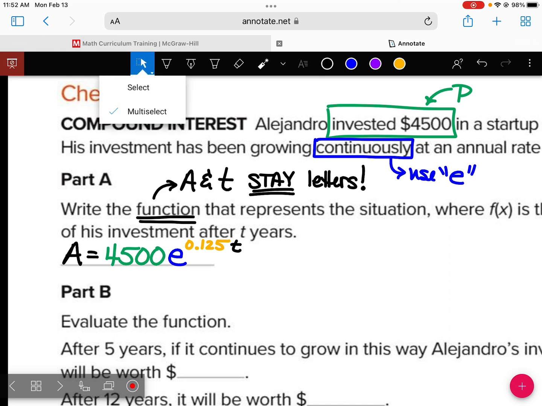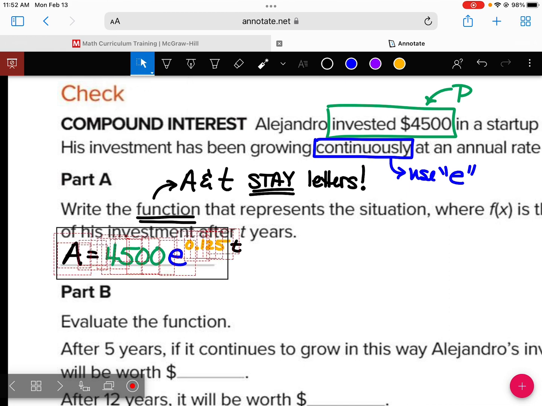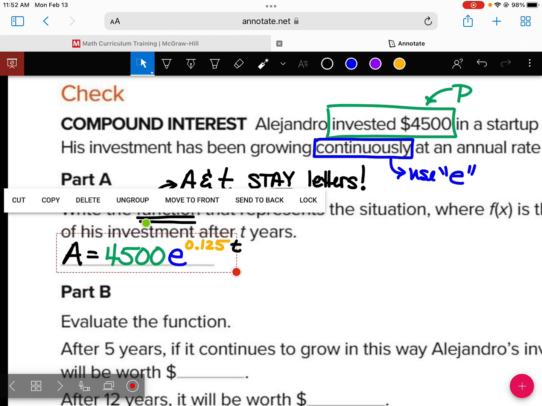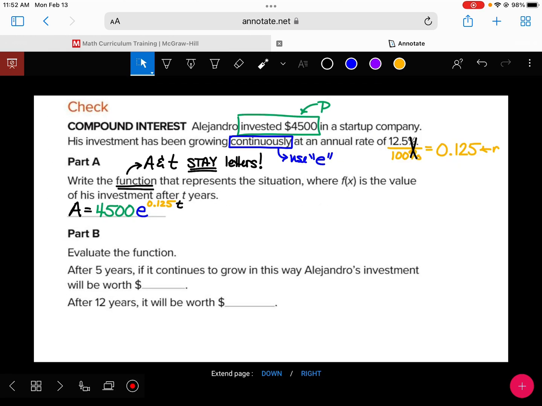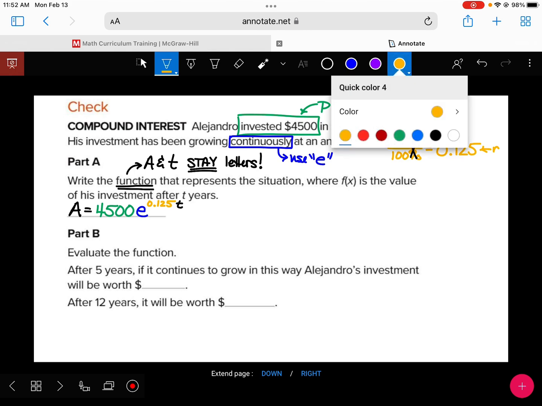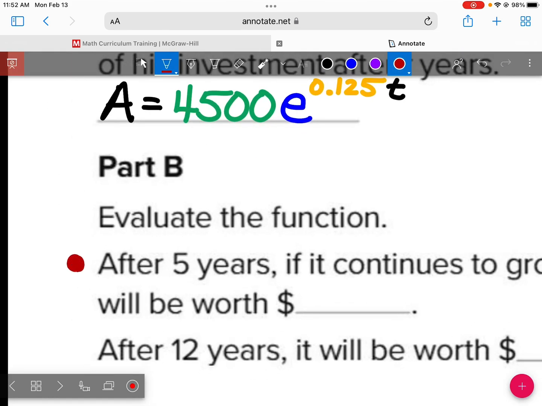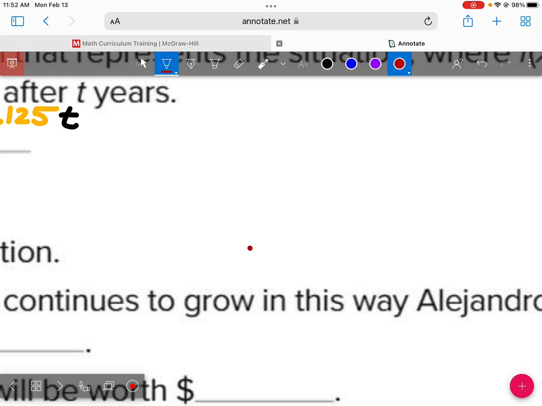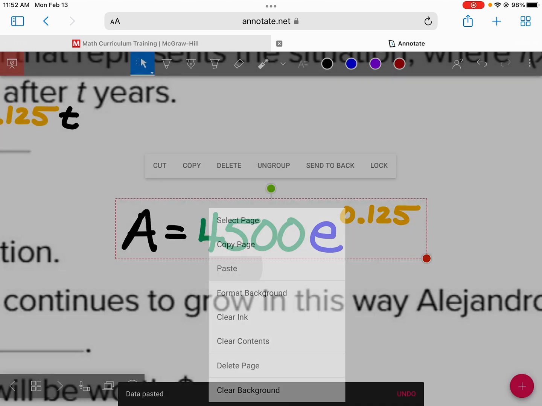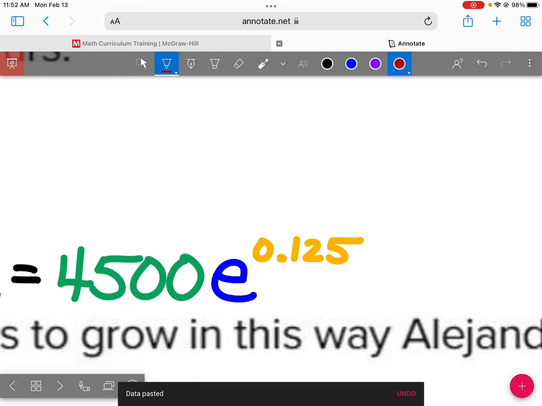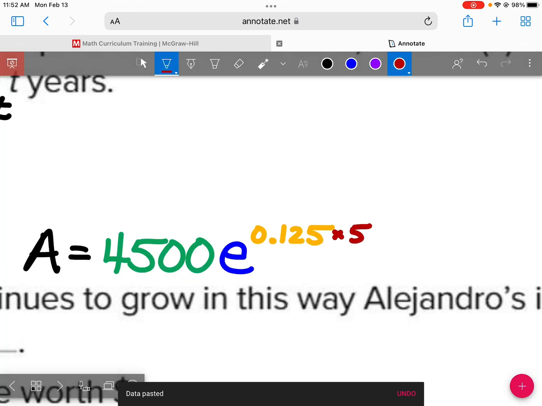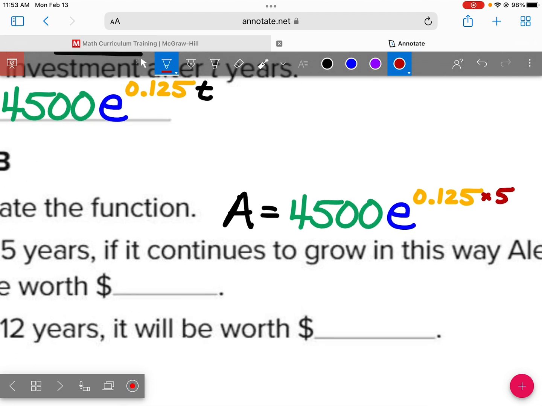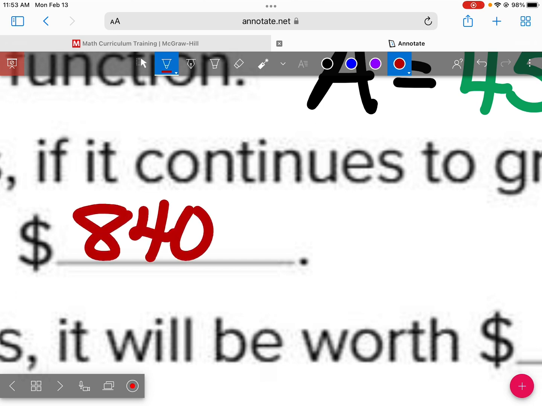All right, so then I come down to the bottom, and the bottom has 2 parts to it. How do I do this part? We put the 5 in the place of T. All right, so I've got this, and then I take it times 5. What do you get when you use 5 years? 8,407, and how many cents? 10 cents.